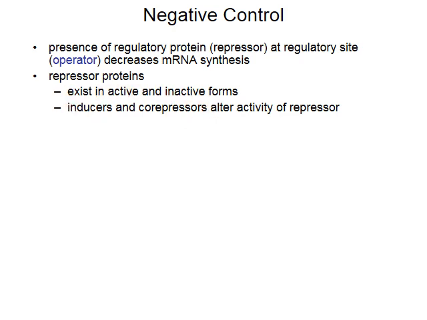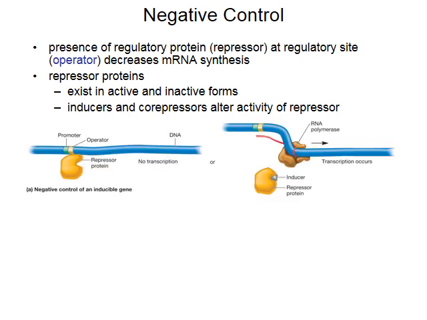In this case, we have very specific names for the small molecule effectors. We have inducers, which are small molecule effectors whose presence increases mRNA synthesis, and co-repressors, which have the opposite effect. The presence of a co-repressor will decrease mRNA synthesis levels. So let's look at an example here.